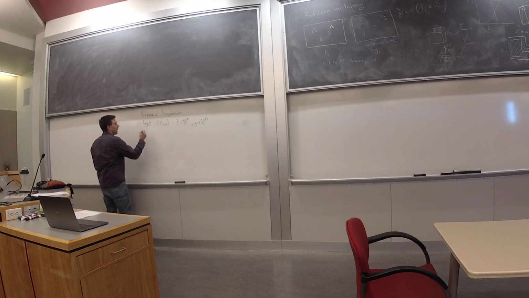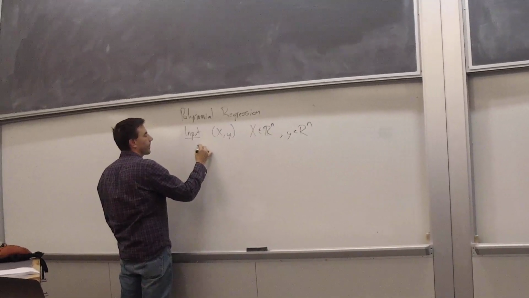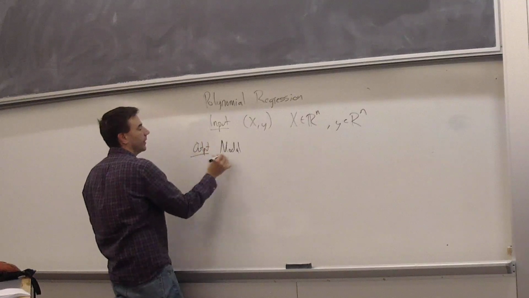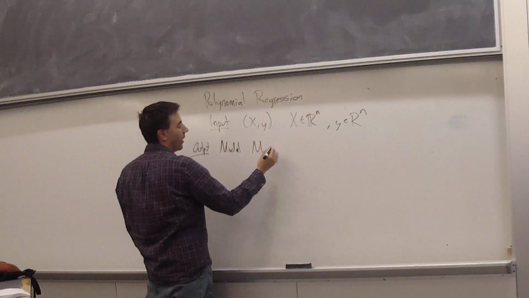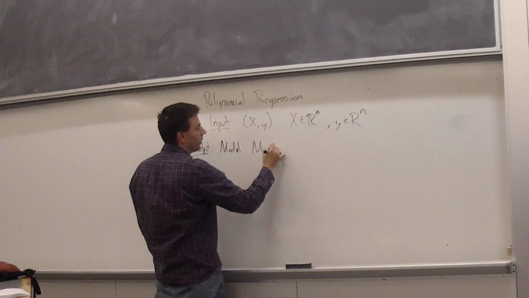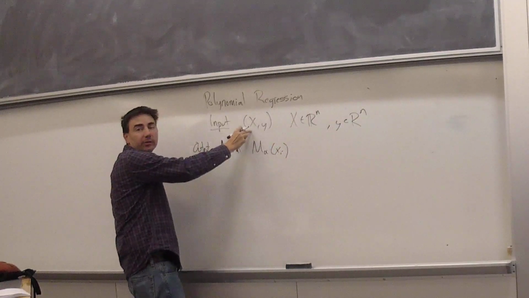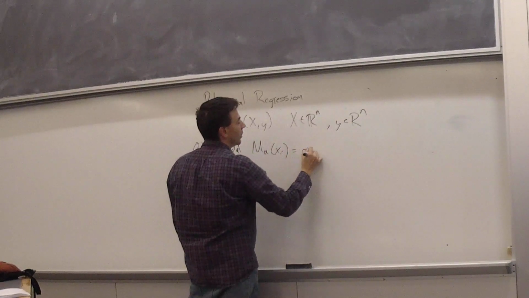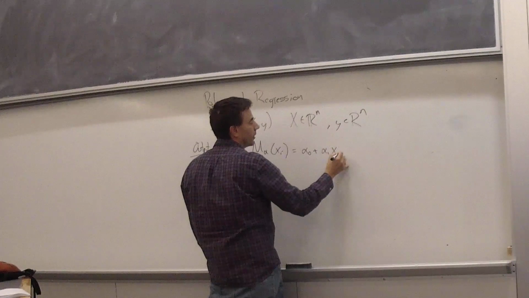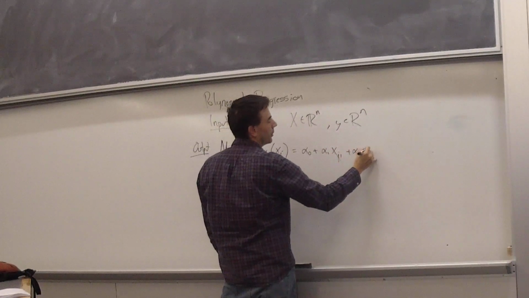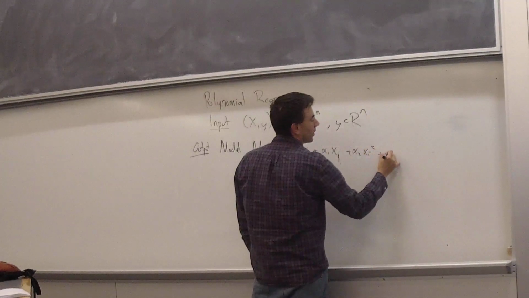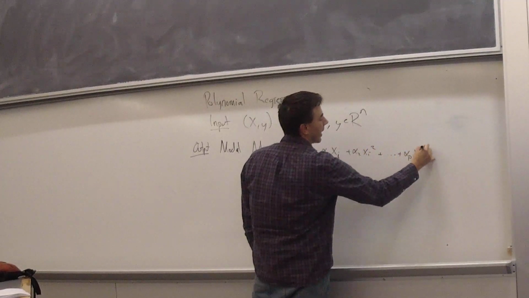And then the output is going to be this model M alpha, and this will be of the form where I take in one of these elements of x, and it has to look like alpha 0 plus alpha 1 times xi plus alpha 2 times xi squared plus alpha p times xi to the power p.